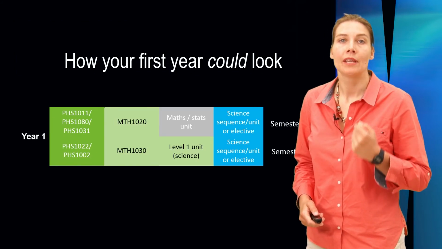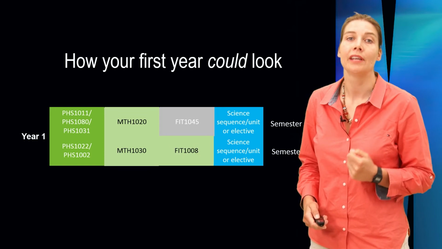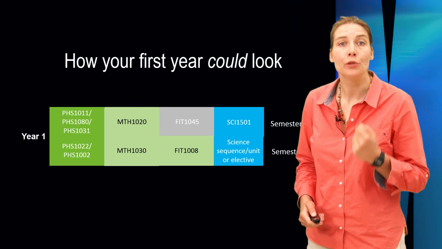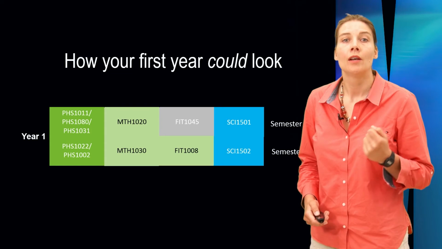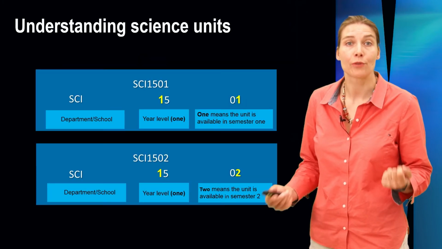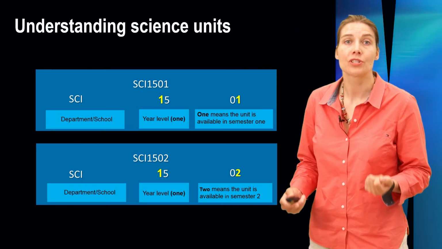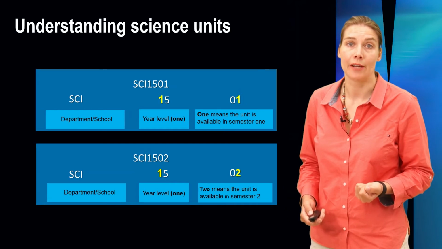Remember, in your first year, you are not locked into your major, so have fun exploring. Here is also an example of units you could take in your first year. Note also that each unit has a code. For example, impact through science in the first year is Sci 1501. It's a first year, first semester subject. Some other examples are up on the screen now.